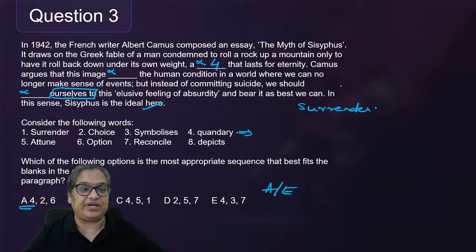Camus argues that this image dash the human condition. Could be symbolizes 3 or could be depicts 8. Now, there are 3 options that start with 4 also. But 8 has not been given. So, 3 would go here. Therefore, it would be 4, 3, 7 and that is option E.